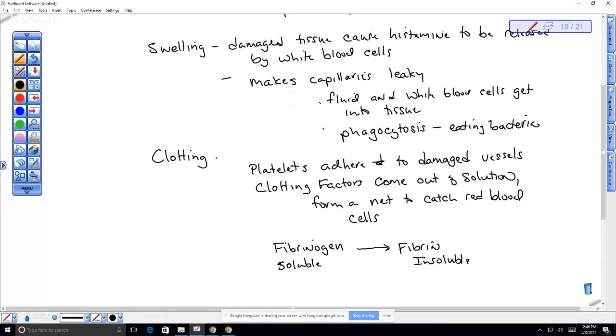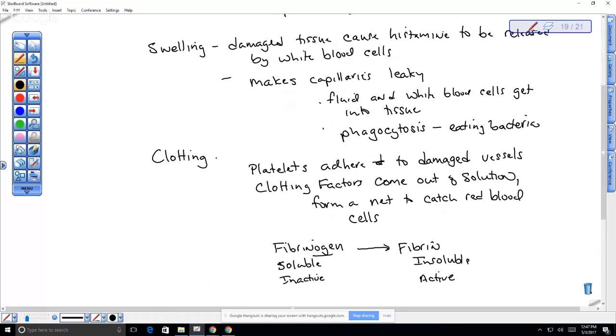You will see inogen again. Anytime you see something with inogen at the end of it, that means it's inactive. So this is inactive clotting factor. It's just present in our blood. And then a series of chemical reactions will occur to change it from fibrinogen to fibrin. And this is active. Okay. So this helps to prevent blood loss.